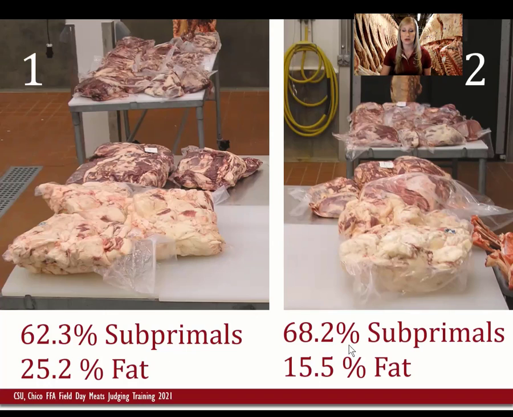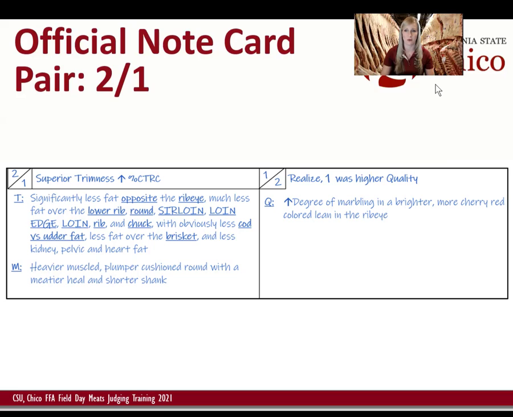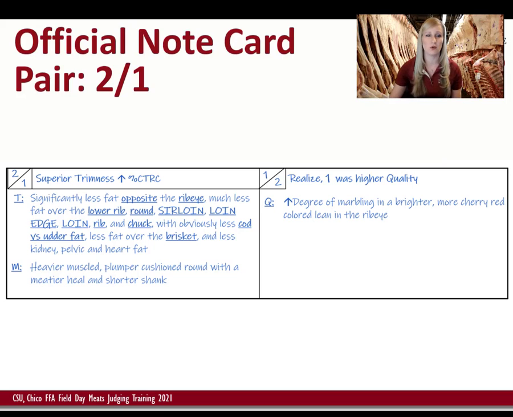Versus number 2, we had 15.5% of that carcass weight was actually fat. So not as much fat that we're going to throw away. So the value you can see here in the pictures. So if you were evaluating this pair in a contest, I've set up a note card for you. Place 2 over 1 due to superior trimness.